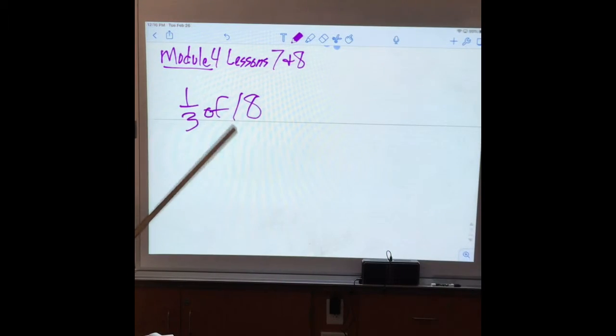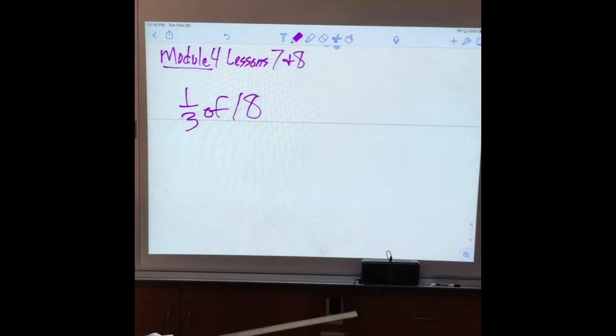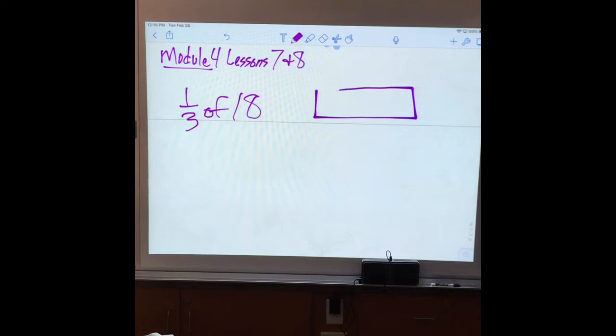Welcome back to math. Today, Module 4, Lessons 7 and 8. I'm going to combine them both, so we got to get going. How do I do a third of 18? Well, it says do it with a tape diagram. I like to use a stacked tape diagram.